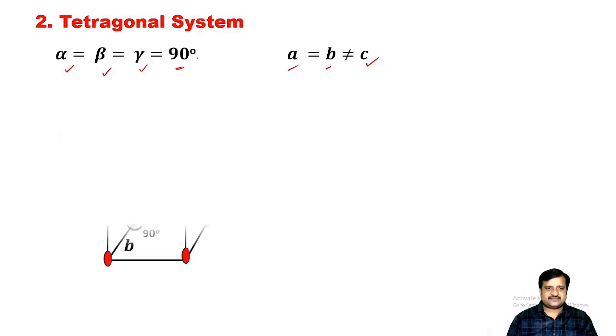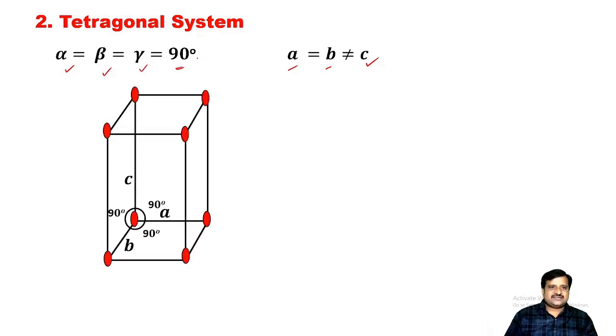Next, the second one is the tetragonal system. In the tetragonal system, A equals B but is not equal to C, and the angles alpha, beta, gamma equal 90 degrees. So this is the tetragonal system. Here A equals B, so this distance and this are the same, but this one is different, not equal to C. Here alpha, beta, gamma are all equal and equal to 90 degrees. Okay, this is the tetragonal system. Examples for the tetragonal system are SnO2 and TiO2.